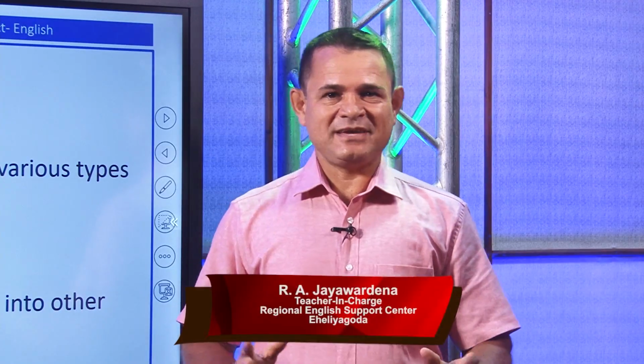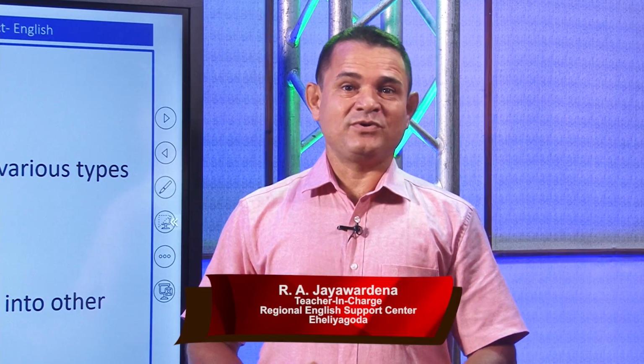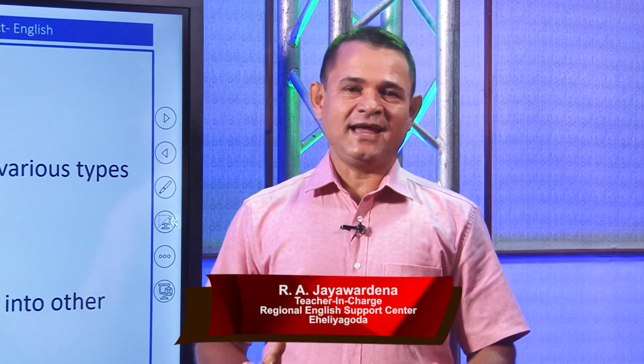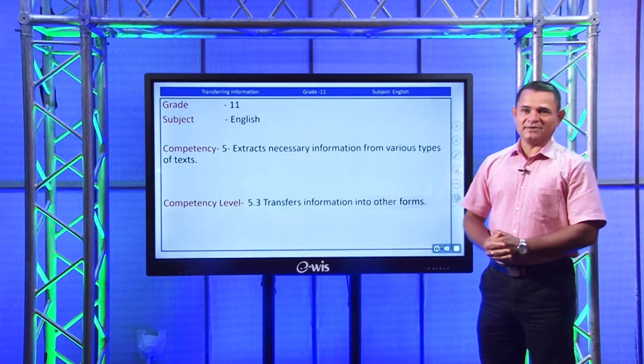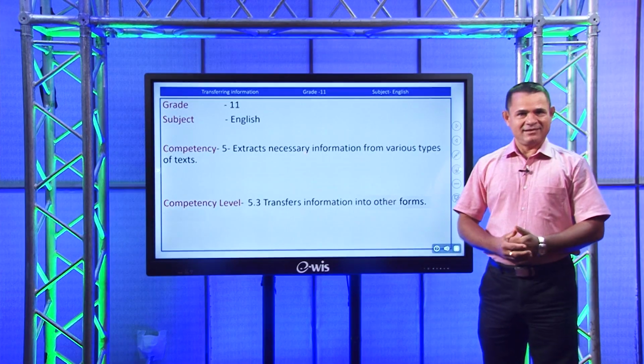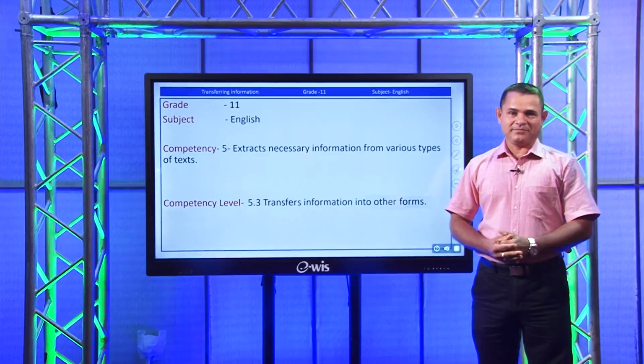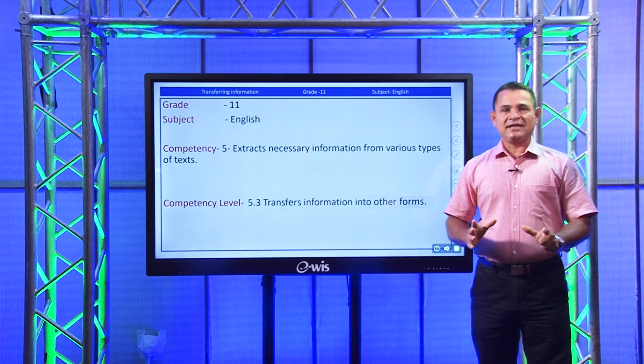Today we are going to speak about something very important for O-level students, that is reading. For that I am going to touch on one competency and competency level. Let me tell you what that is. Competency 5, that is extracts necessary information from various types of texts, and competency level 5.3, that is transfers information into other forms. So, this is basically reading.